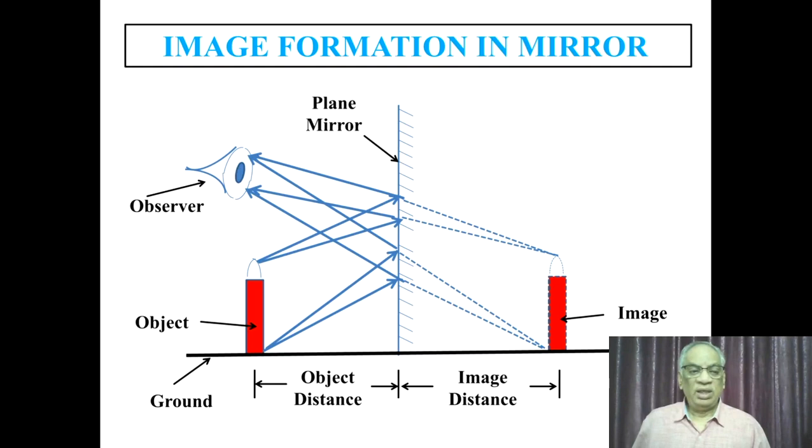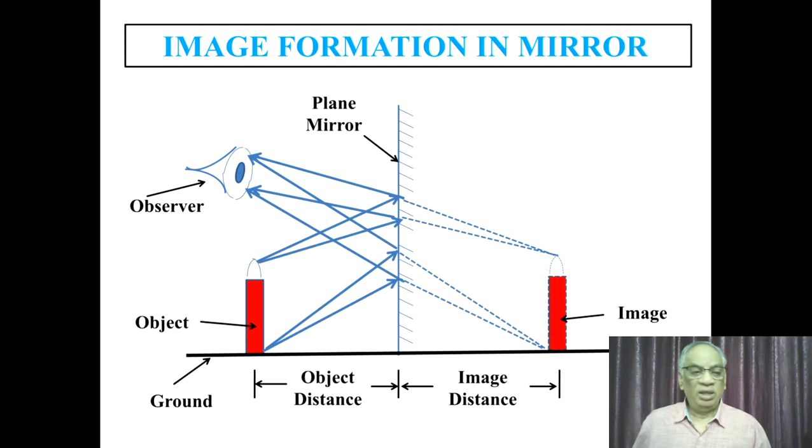In this slide, you can see a candle placed as an object before a mirror, and the image is forming behind the mirror. Object distance and image distance are shown. Then the image formation is shown geometrically for an observer at a certain height above the object. The light rays from the bottom part and top part of the object travel in two directions. Let's consider two directions; it can be multiple as well, but for simplicity, we have shown two directions.